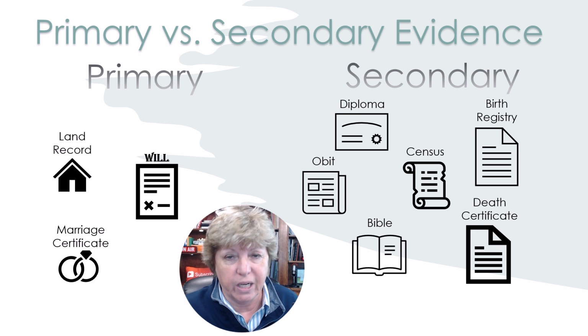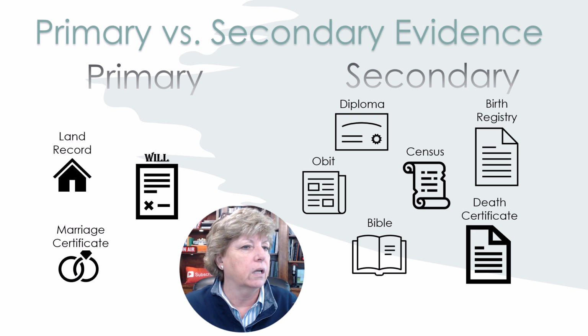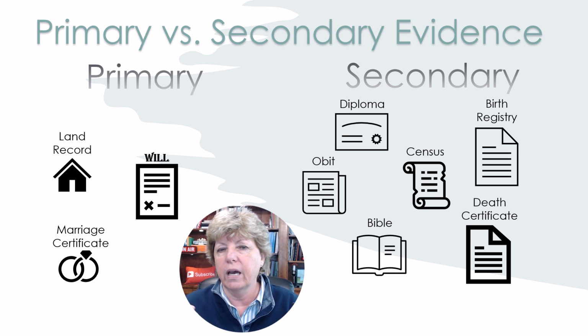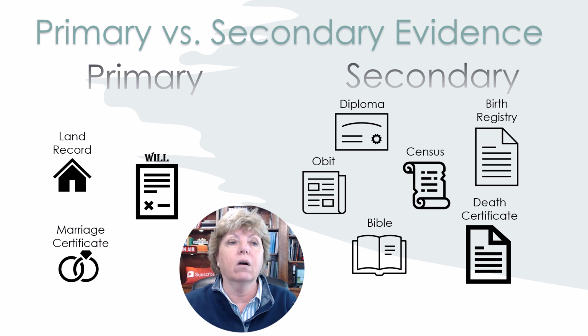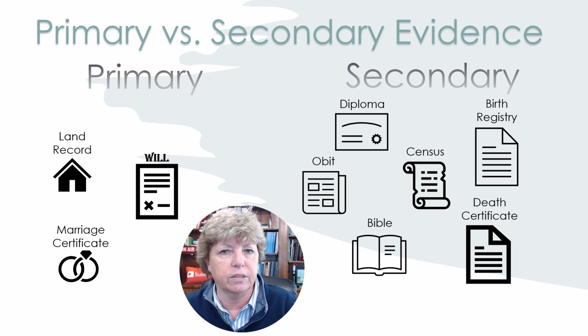In the secondary bucket, I have lumped together a variety of things here. A diploma is only as good as the person who filled it out. It could have been a front office person who made a typo or something. An obituary is, again, going to have one or more people reporting on the death of a person, and the information may or may not be accurate. Bible information, we're going to get into that here, but a lot of times it's secondary. Let's take a look at a Bible here in a few minutes, and we'll talk about what we find in it and how we can determine whether it's primary or secondary evidence within the record or the Bible.